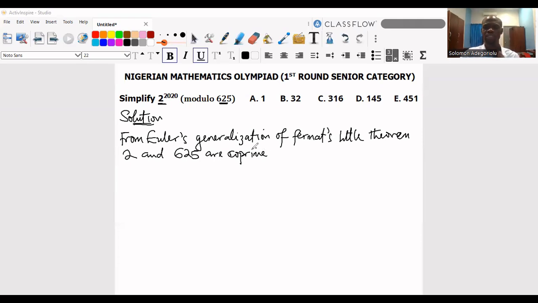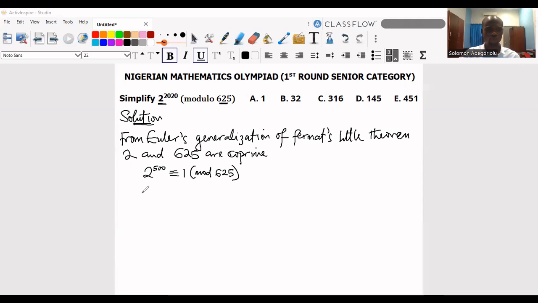The first question we're going to ask ourselves is, what is coprime? Coprime are numbers that share no common factor other than 1. That's the meaning of coprime. The theorem now states that 2 raised to the power of 500 is congruent to 1 mod 625, using what we have from the question, 2 and 625. Like I said, they are coprime, so 2 raised to the power of 500 is congruent to 1 mod 625, using Euler's generalization of Fermat's little theorem.